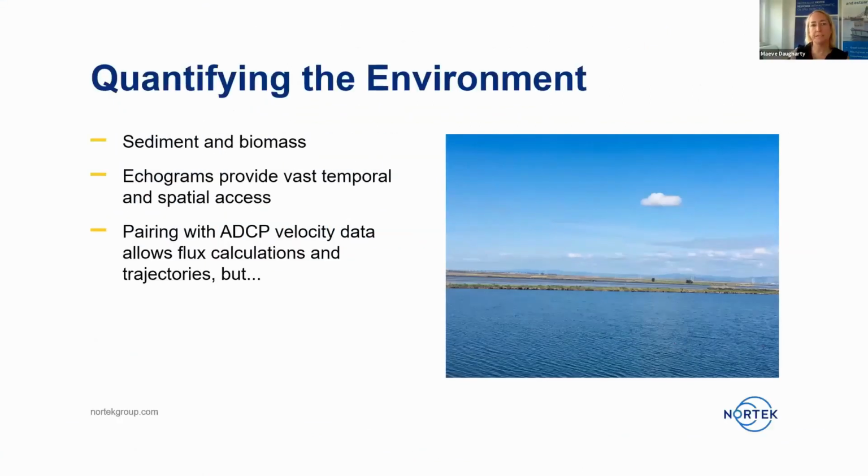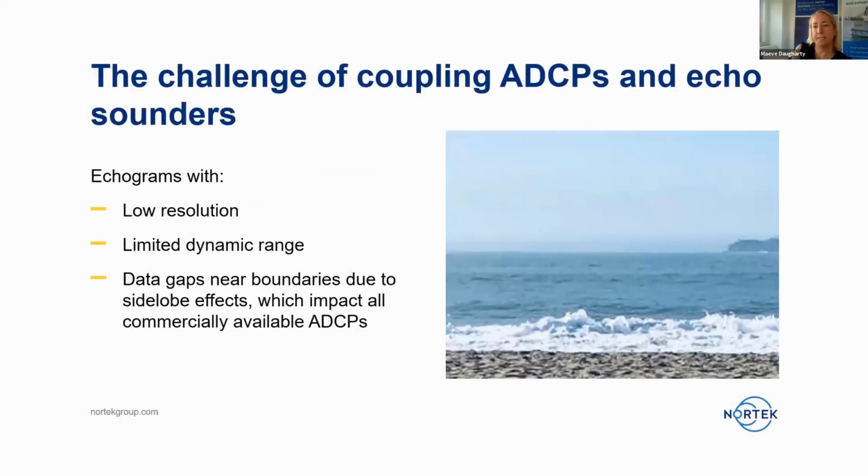Echograms provide vast temporal and spatial access to geomorphic and biological features, but pairing them with ADCP velocity data allows for flux calculations and trajectories. But ADCPs were designed to optimize velocity measurements, and this has left us with echograms with low resolution, limited dynamic range, and data gaps near the boundaries due to side lobe effects. And these are characteristic of all commercially available ADCPs.